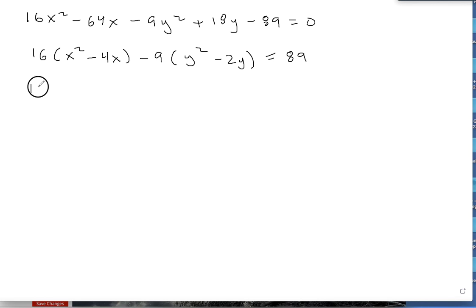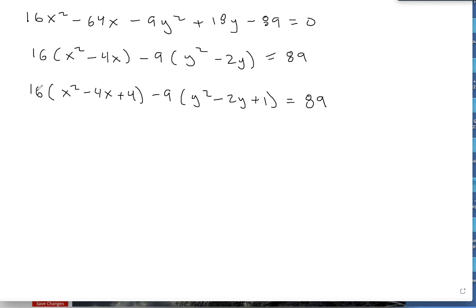And then we'll complete the square. So 16 out front. Just write this part down. Half of 4 makes 2. 2 squared makes 4. So I'm going to go plus 4 right there. Right here, I got this minus 9 out front. Write the rest of the stuff down. Half of 2 makes 1, and 1 squared makes 1. So plus 1 right there. And then we have our 89.